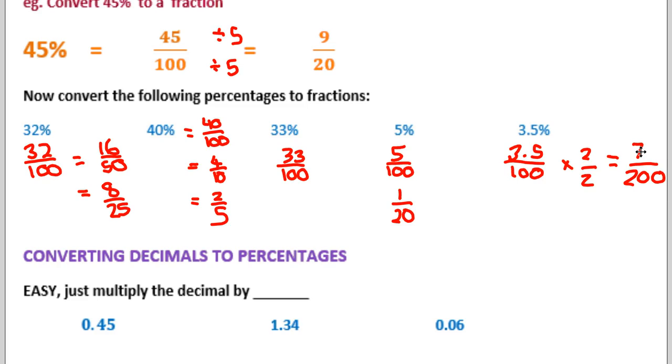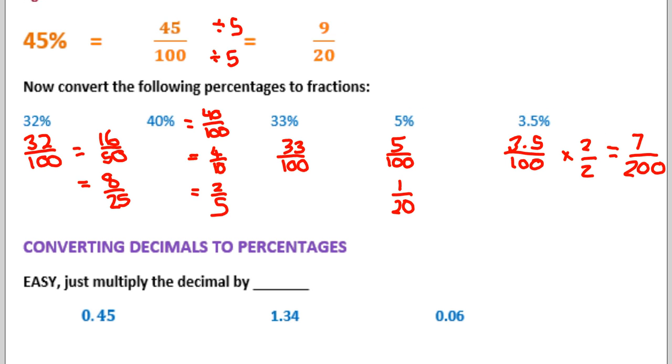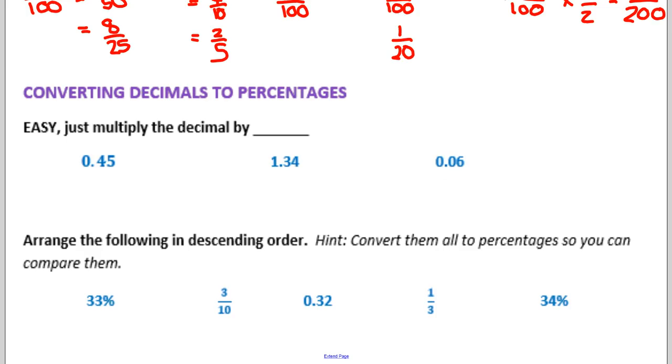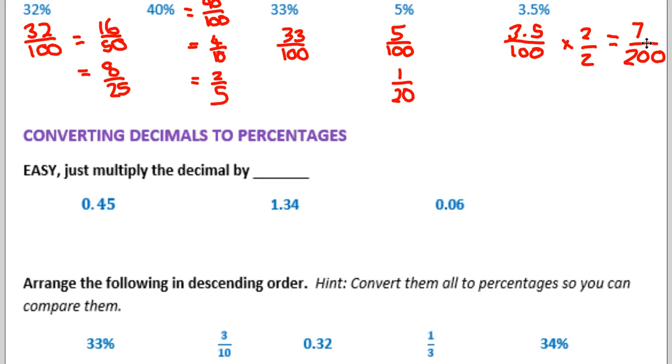If it was 3.25, I would multiply by 4 over 4, because 0.25 by 4 just becomes 1, and so on. But if you're stuck, just times the top and bottom by 10, and then simplify. And see, now it's a nice fraction. Simplified, no decimals in the numerator or denominator.